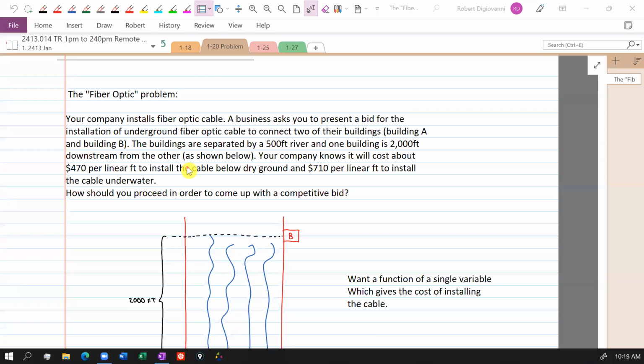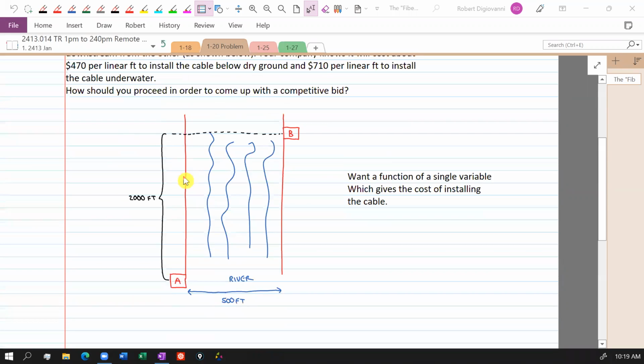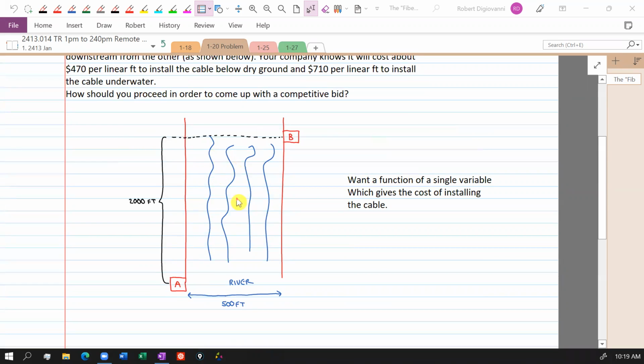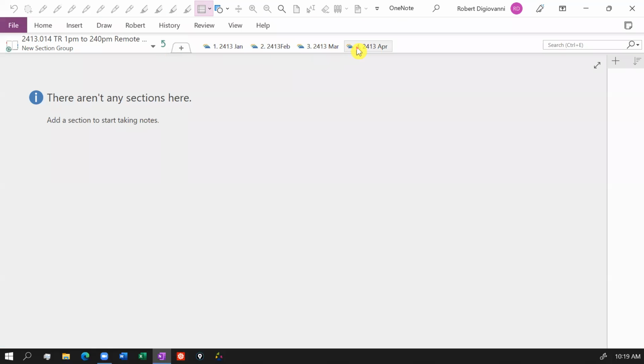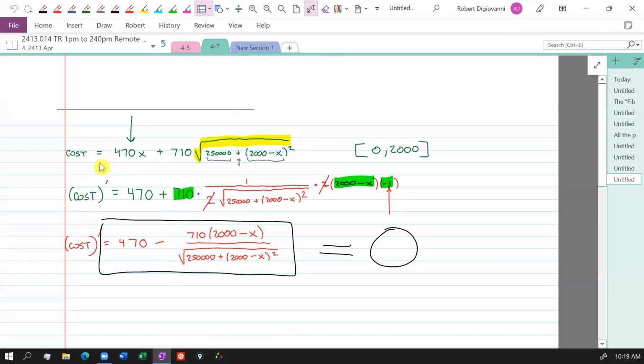Okay, class. So last time at the end of class, we were doing the fiber optic problem. And what we had done is we had figured out what the cost would be to lay the cable in a kind of a variable sort of manner where we would go a certain distance here, X, and then go across that distance we called Y. And then we manipulated everything and we were able to get a cost function that was a function of a single variable X, which was this. We also said that X must be between 0 and 2000.